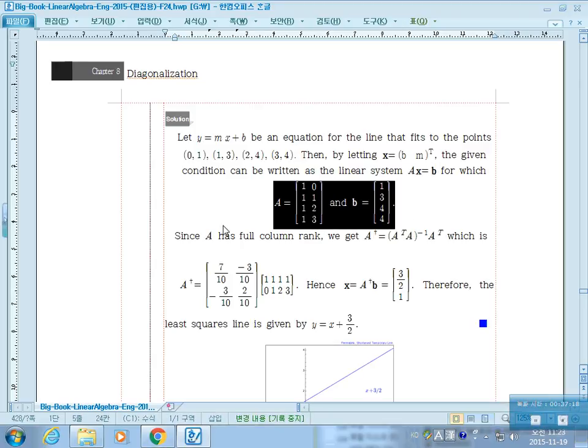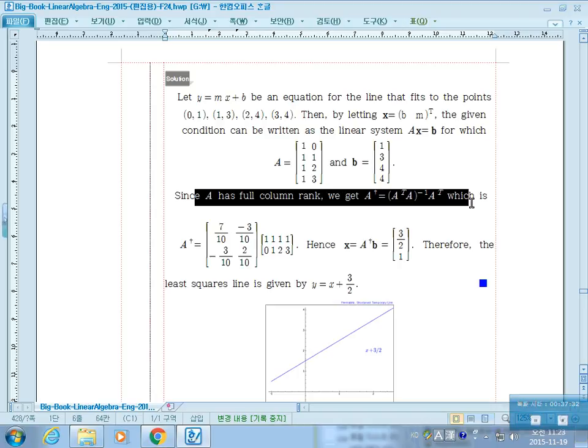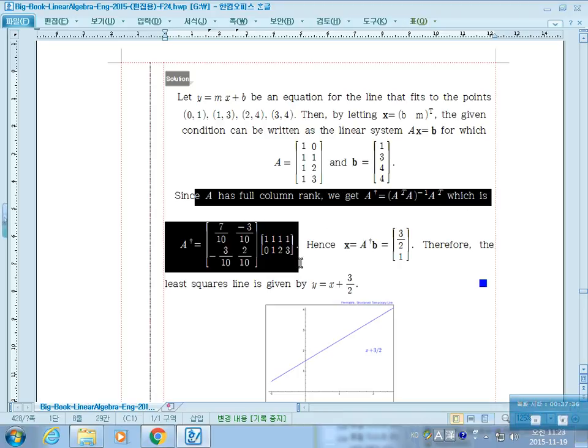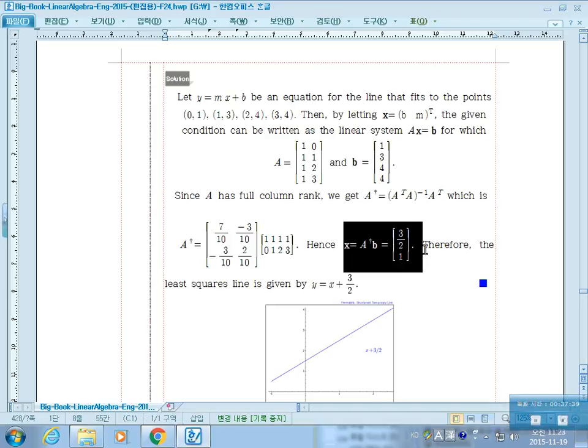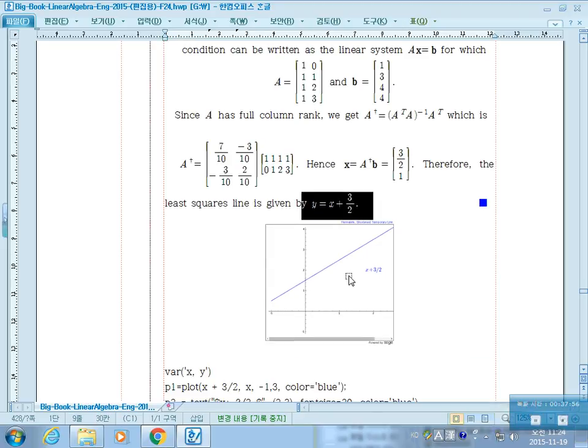In order to do so, we can easily check here that this has a full column rank. The column rank is 2, which is the size of the columns. So as it has full column rank, we can find A dagger like this, which can be easily found. Then x is just A dagger times b, which is this. This is the m and b here. So y is equal to 1x plus b, which is 3 over 2. This is the equation. So this is the least square line. This is the way to use it.